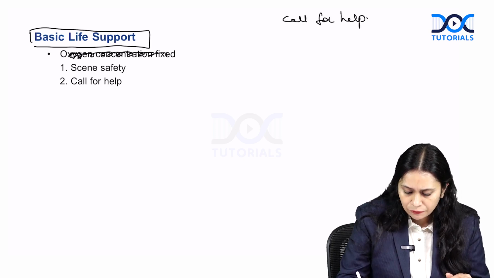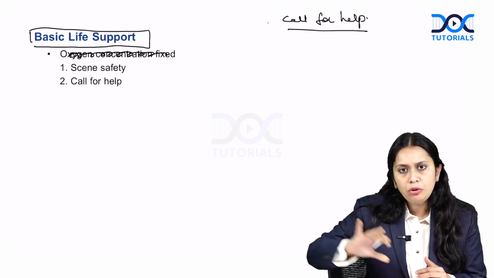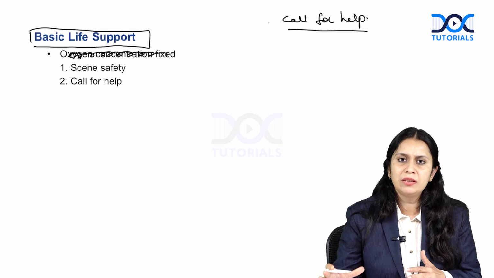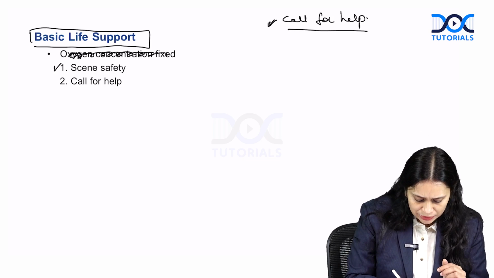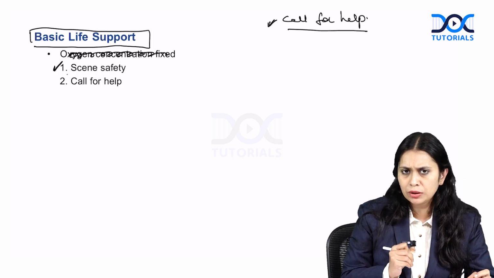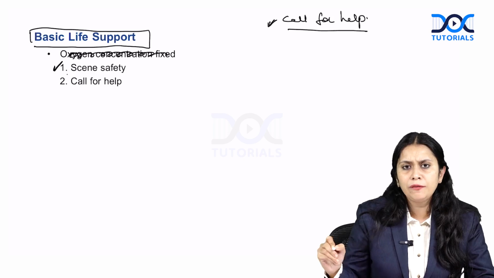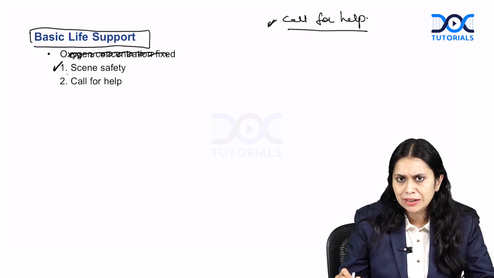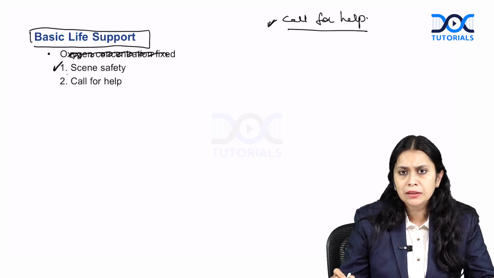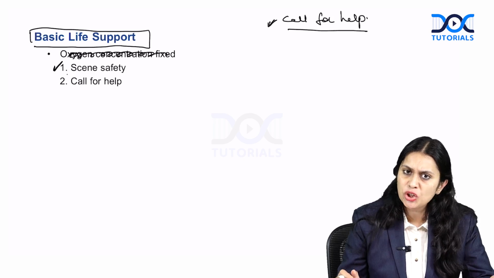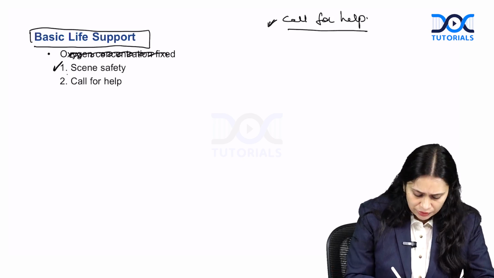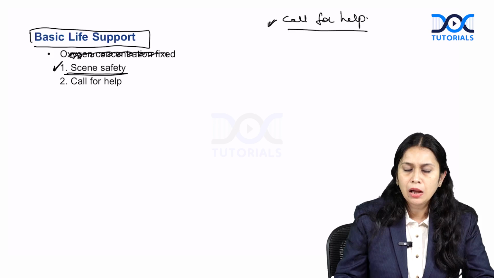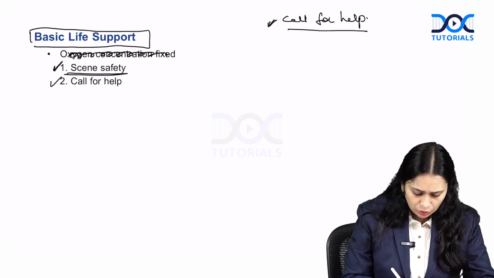But if I find a person out of hospital in an unresponsive state, then before calling for help, we have to do something called scene safety. In the BLS approach, if the scene where the person is unresponsive seems unsafe, like in the middle of the road, or in a house which has caught fire, we cannot start assessing the patient there itself. The first thing we need to do is scene safety. Only after scene safety will we call for help.